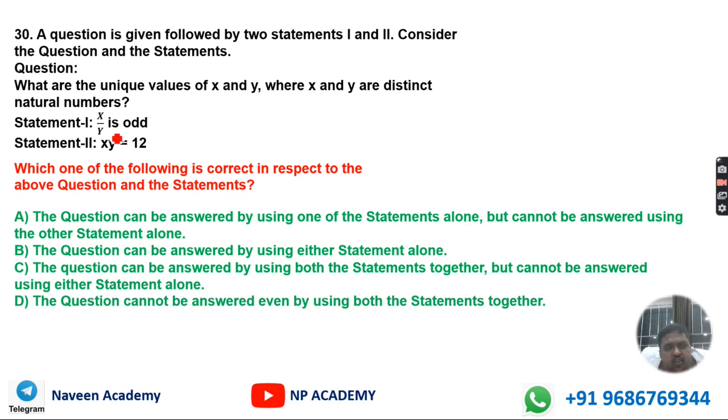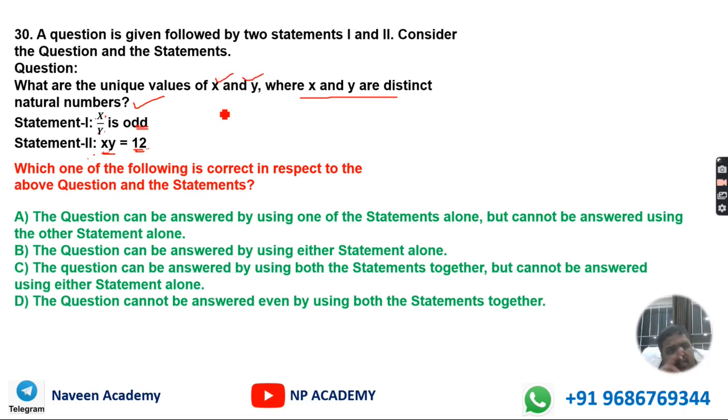Question number 1: what are the unique values of x and y, where x and y are distinct natural numbers? What do you mean by distinct? It's a different number we have to use, and it must be a natural number, so 1, 2, 3, 4, 5. And they told us x by y is odd, and xy is equal to 12. Statement 1: x by y is odd. Statement 2: x into y is equal to 12. And we have to find out the values of x and y.